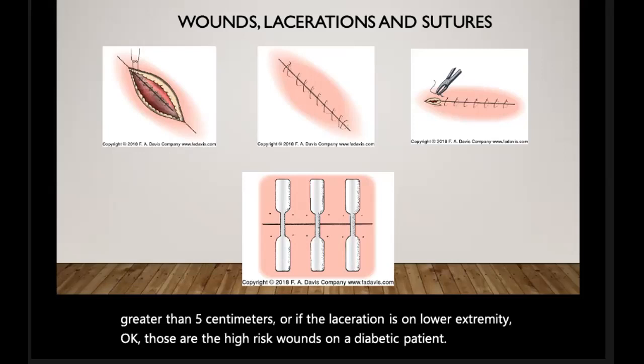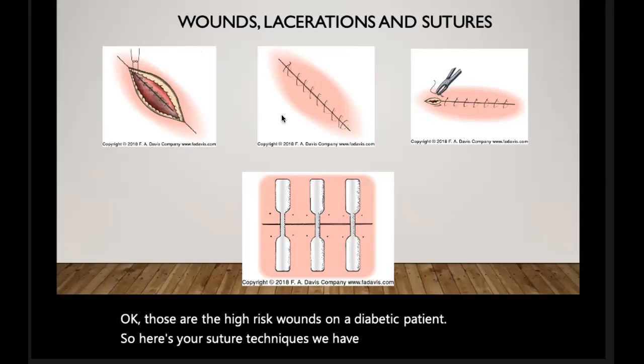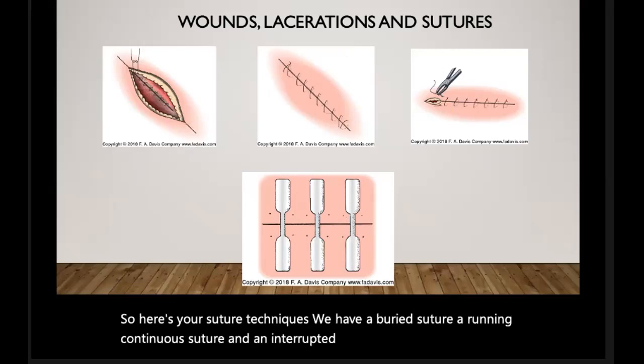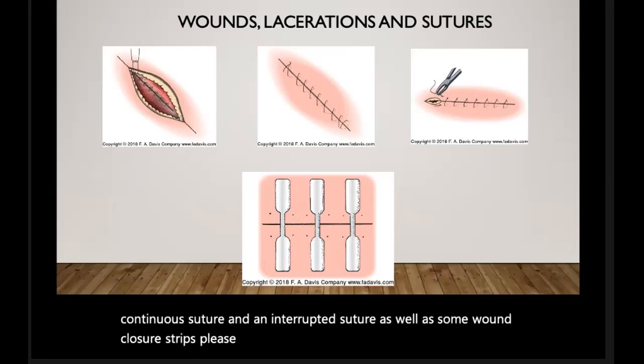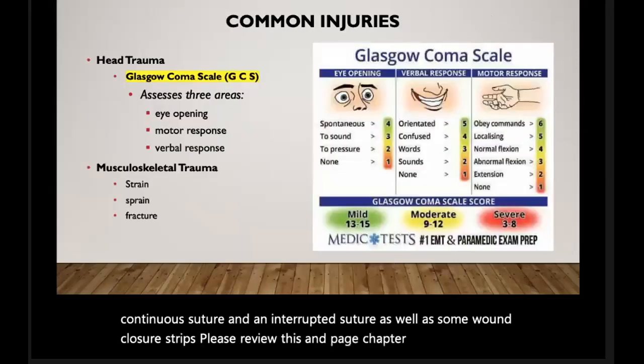So here's your suture techniques. We have a buried suture, a running continuous suture, and an interrupted suture, as well as some wound closure strips. Please review this in chapter 73.